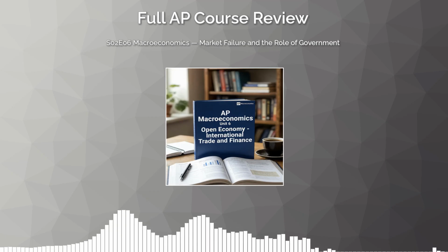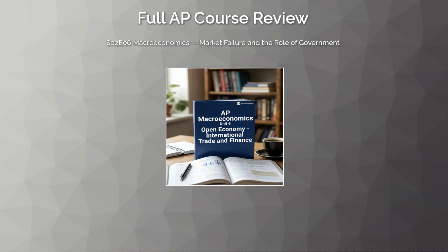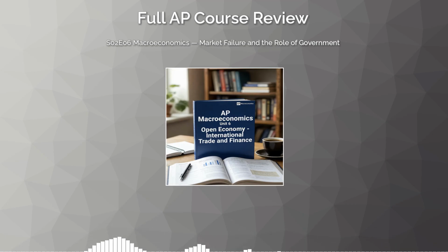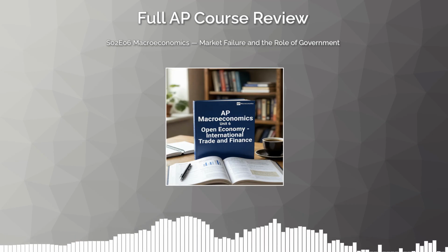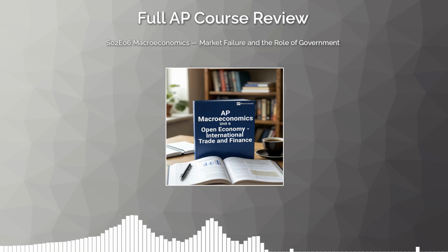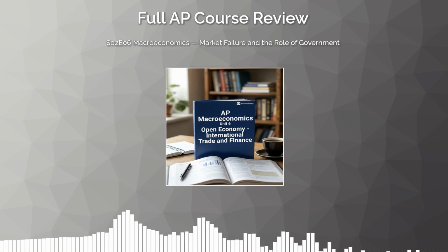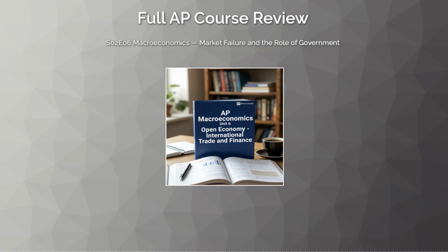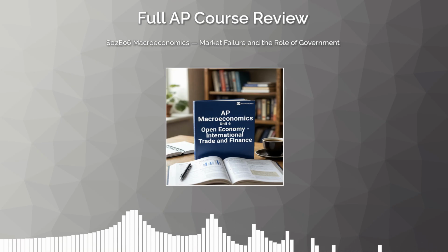Connecting to aggregate demand. Now, here's the chain the AP exam absolutely adores. Net exports are one of the four components of aggregate demand: AD equals C plus I plus G plus NX. So when net exports change, aggregate demand shifts. A dollar appreciation reduces net exports, which pulls aggregate demand to the left, and output and the price level fall, all else equal. A depreciation boosts net exports, shifts AD to the right, and stimulates the economy.